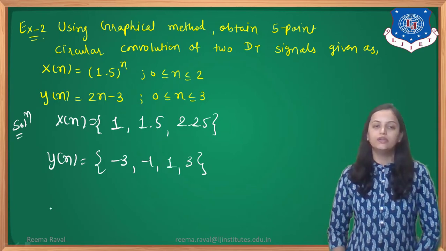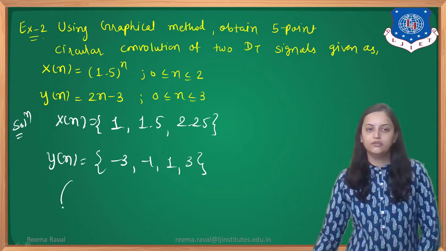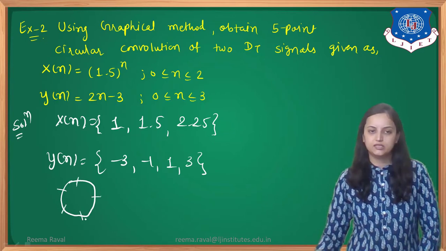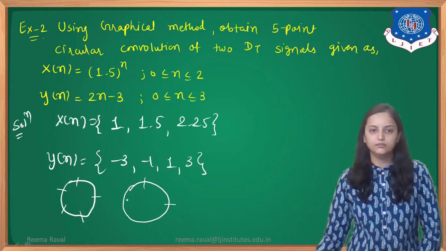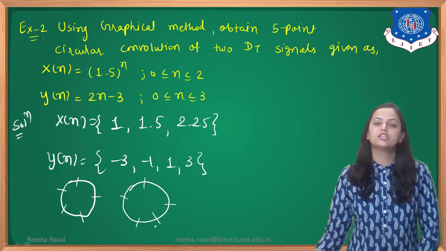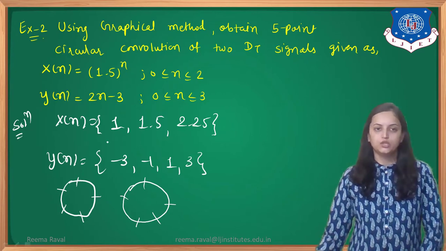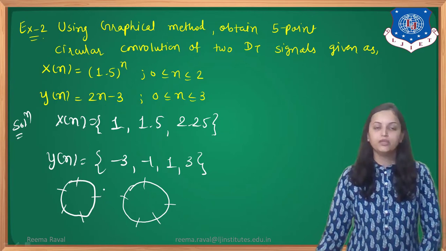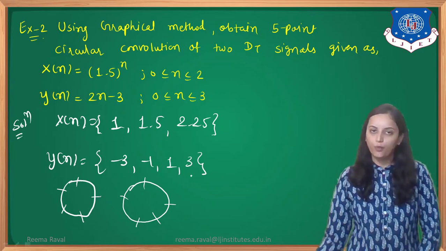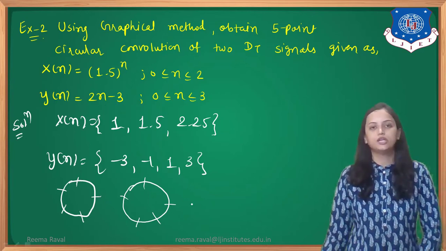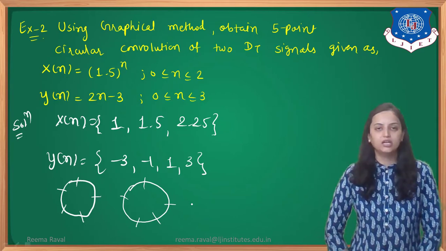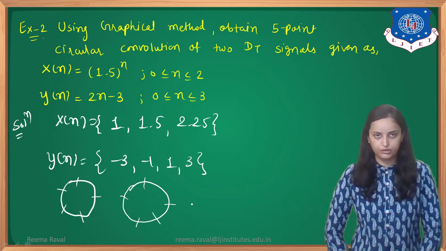We need to obtain the 5-point circular convolution. So we will place the circle and place the values anti-clockwise for the 5 points like this. In the same way we are going to use the formula which we used for the previous one, and shift it accordingly on the circle points. For x of n, as there are 3 points, we will take the other points as 0. And as here there are 4 points only, we will take the fifth term as 0. So this is how you can find the 5-point circular convolution using the graphical method.